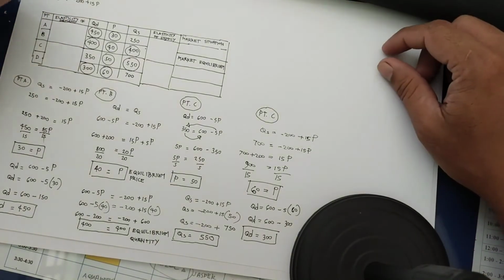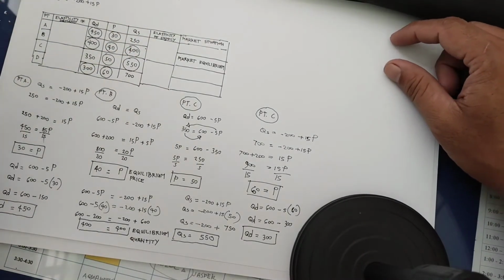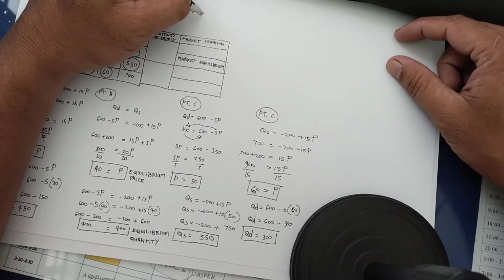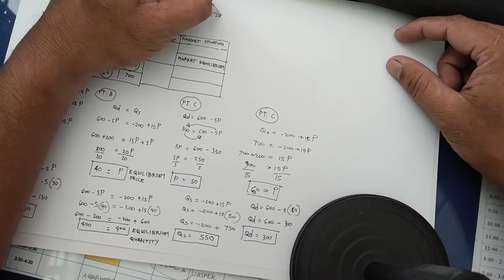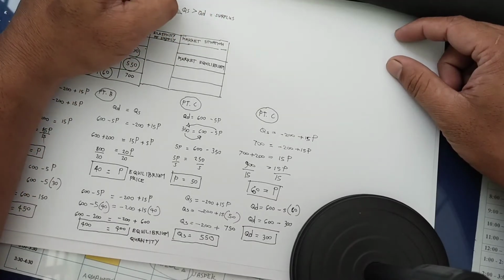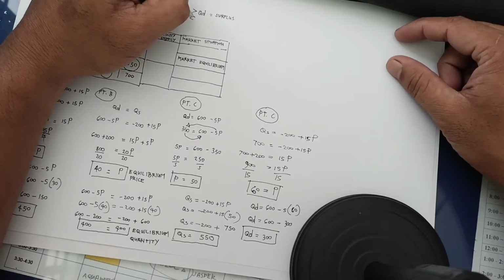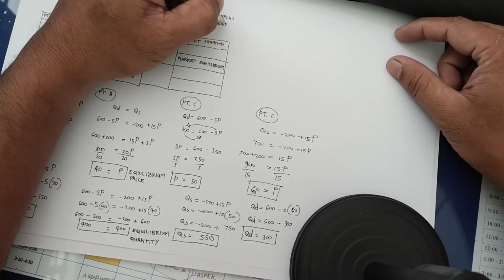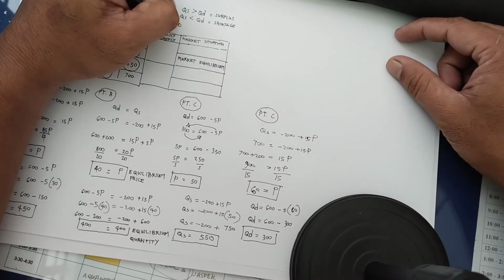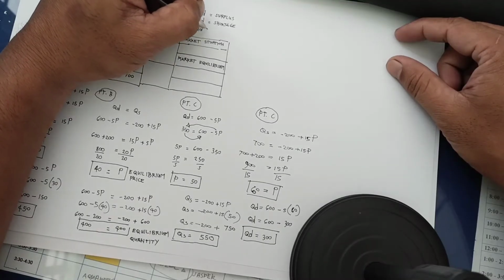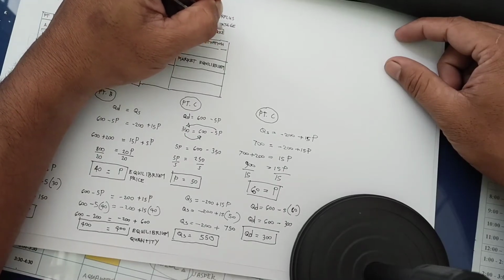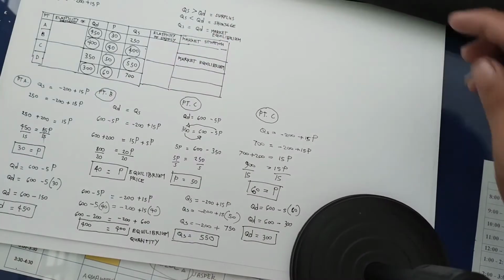So you can see here, we can now answer our market situation. So in the market situation, if quantity supply is greater than quantity demand, then we have surplus. If quantity supply is less than quantity demand, then we have shortage. If quantity supply is equal to quantity demand, then we have market equilibrium.